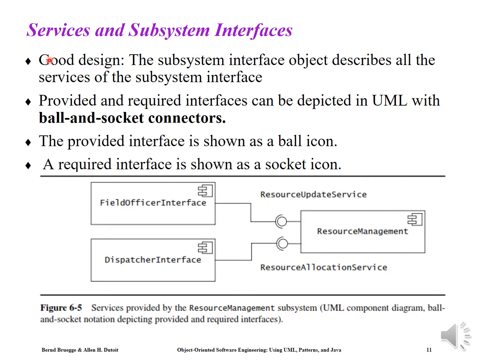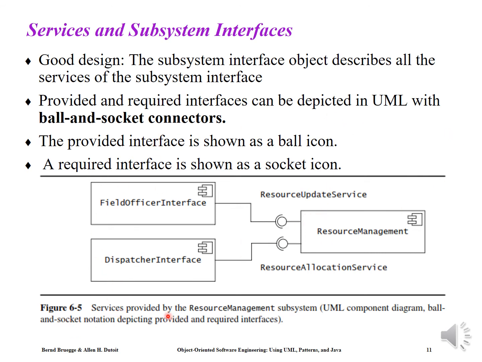Now in good design, the subsystem interface object describes all the services of a subsystem interface. There are two kinds of interfaces, like we discussed in the component diagram lecture. One is the provided interface and the other is the required interface. The provided interface is shown with a ball icon and the required interface is shown with a socket icon.